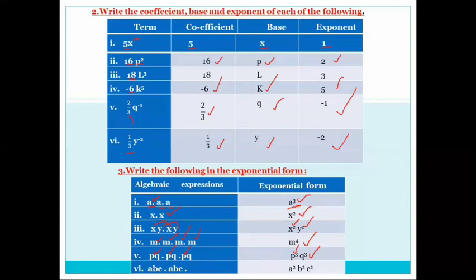Dear students, here we have the three letters A, B, C. But A is used two times, one time here, one time here. It will become A square. Here B one time, and here the second time. It will become B square. Again here C, and here again C, so C square.